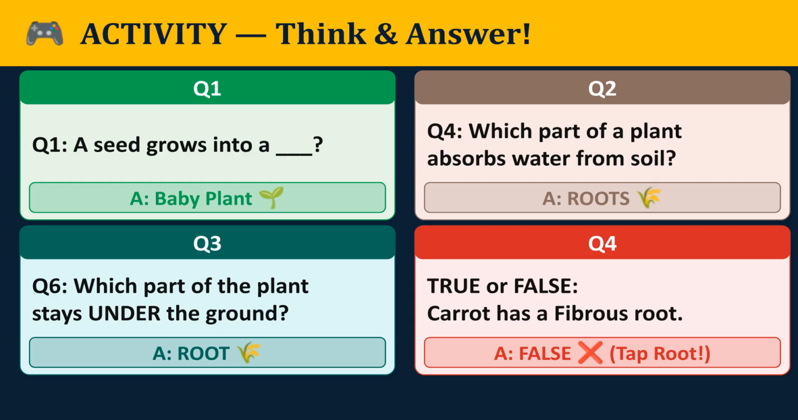Let's answer some quick questions. Question 1. A seed grows into what? Think. Correct. A baby plant. Question 2. Which part absorbs water from the soil? Yes. The roots. Question 3. Which part stays under the ground? Correct. The root. Now the last one. True or false? Carrot has a fibrous root. Think carefully. The answer is false. Carrot has a taproot. Excellent work.